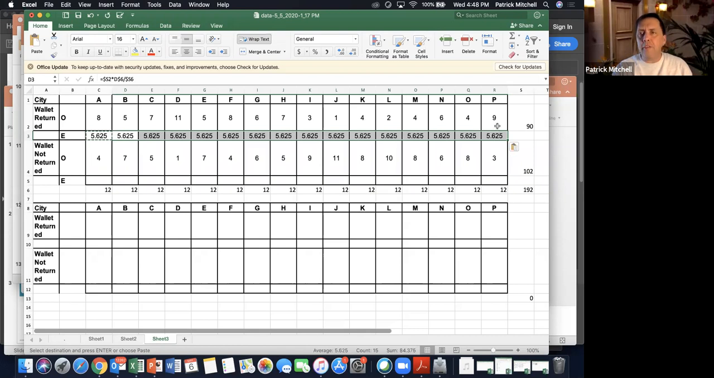If you add up all of the wallets for all 16 cities, 90 of them were returned and 102 were not returned. So if it's true that it doesn't make any difference which city you lose your wallet in, and it has the same chance of being returned, then I would expect roughly 90 out of 192 wallets, that proportion, to be returned in every city. Well, 90 over 192 times 12, which is the total number of wallets, is how you get that 5.625. And then if I copy that, actually I can copy it all the way across here.